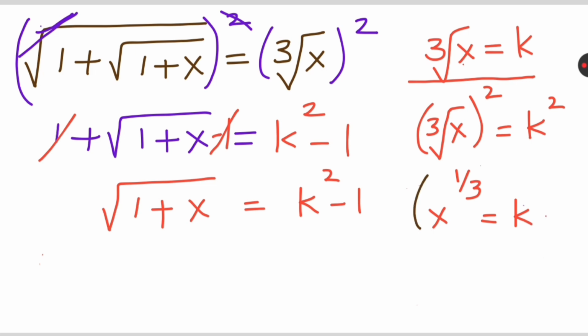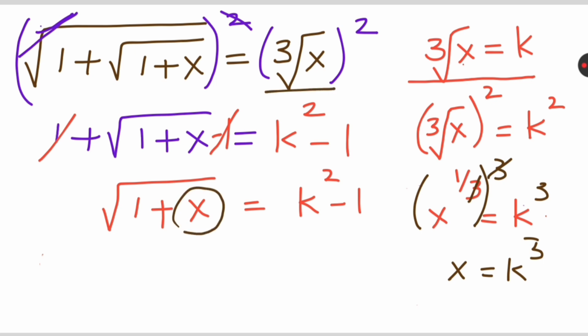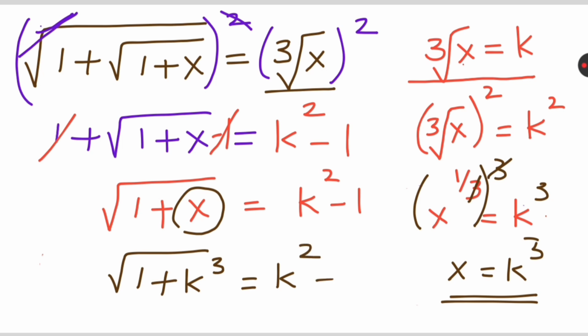If we do whole power 3 on both sides, here 3 and here 3 get cancelled. So we are left with x equal to k power 3. If you convert the right hand side in terms of k, the left hand side also you have to convert into k. So that's why now we are going to take x as k power 3. So square root of 1 plus k power 3, that is equal to k raised power of 2 minus 1, which I am going to write as 1 raised power of 2, which is same as 1, isn't it?